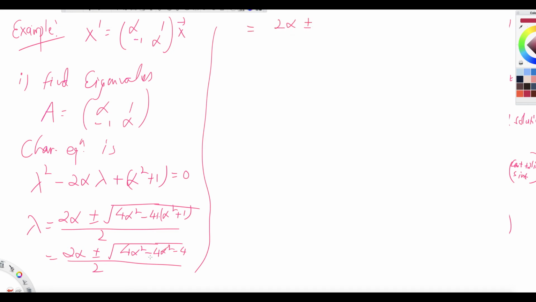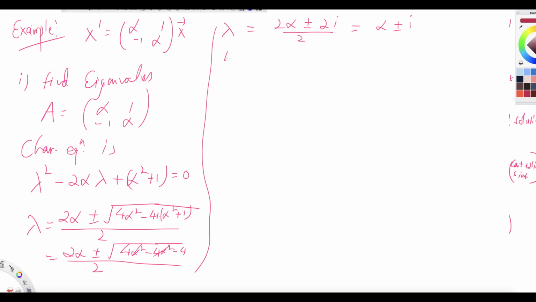How much do you get? You cancel this and that, and then you get negative 4 under the root. That will be 2i over 2. So if you simplify, if you split the denominator, you will get alpha plus and minus i. So that is the lambda values. That is the eigenvalues, right? So what can we say about the stability of the origin here? The next thing you want to do is find the critical value, or the values of alpha, where the qualitative nature changes.